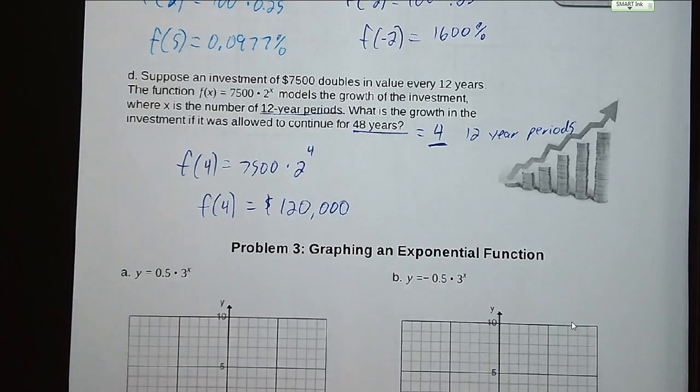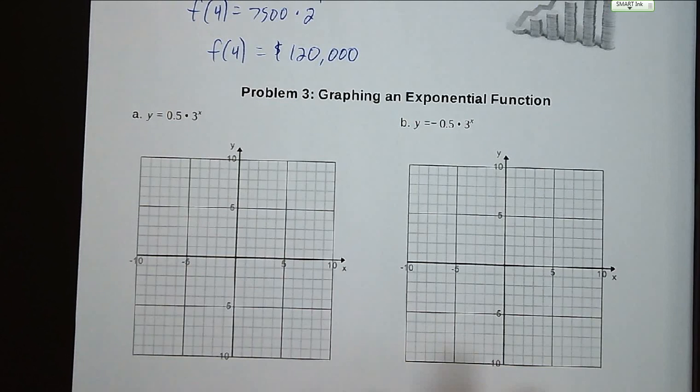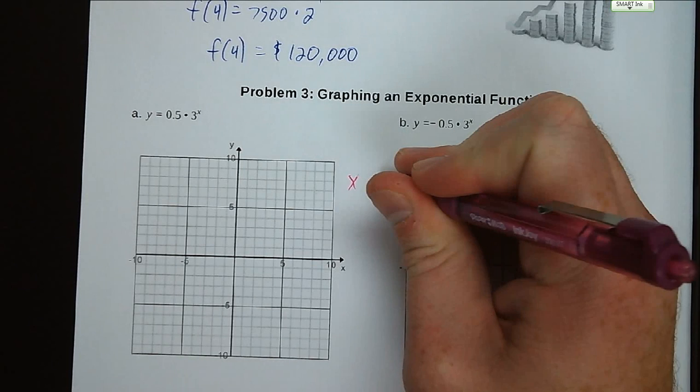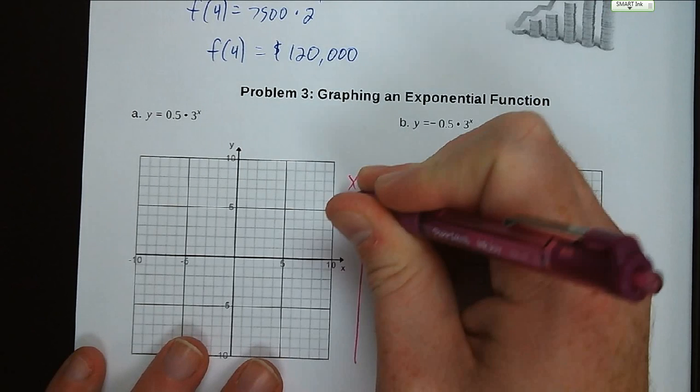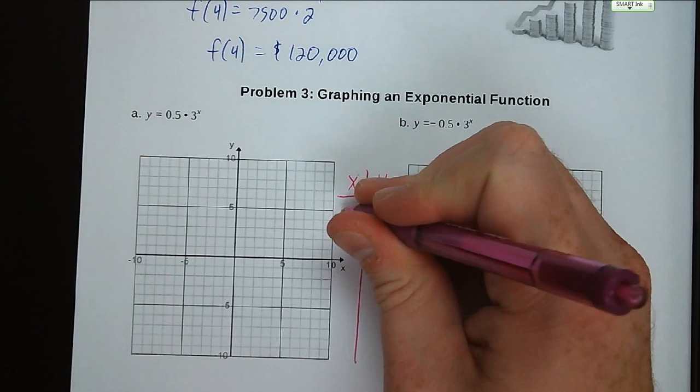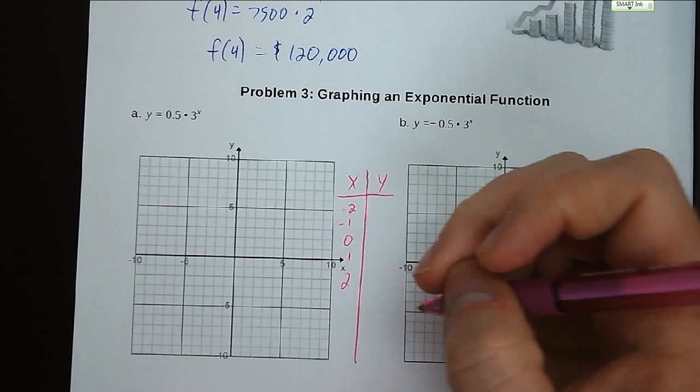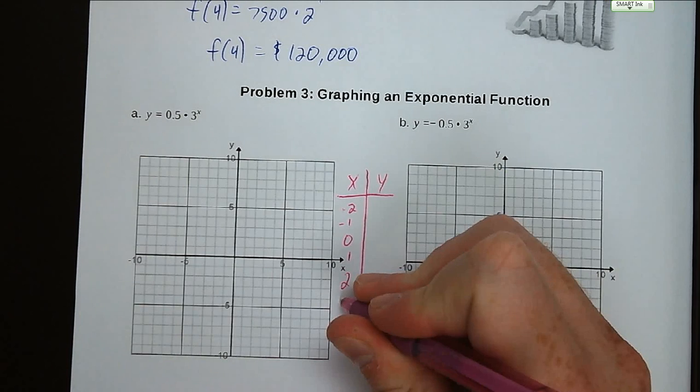All right. Letter A in problem number 3. Problem number 3 is graphing an exponential function. So now we have identified them, we have solved for values with them, and now we're actually going to graph an exponential function. So the first thing we're going to do is put an XY table here. All right, and I'm going to plug in just some numbers. Say -2, -1, 0, 1, 2. Okay, and I'll just say 3 for fun.